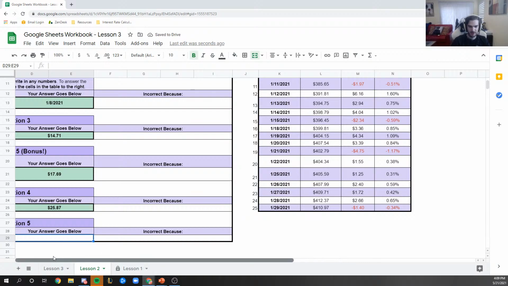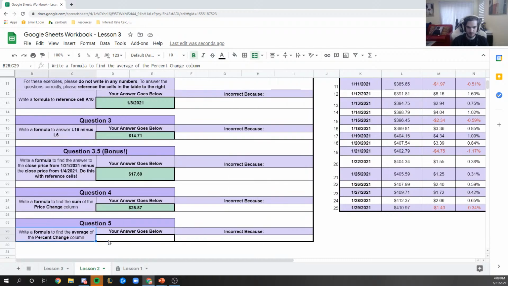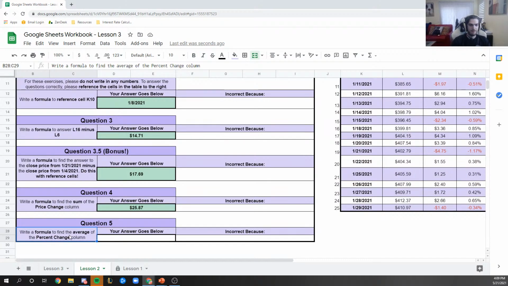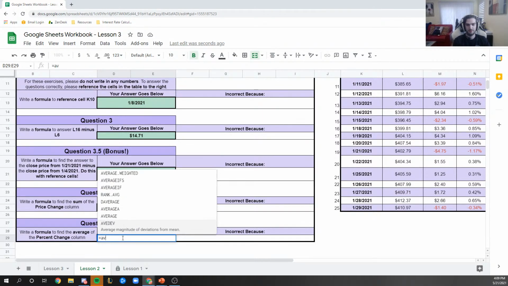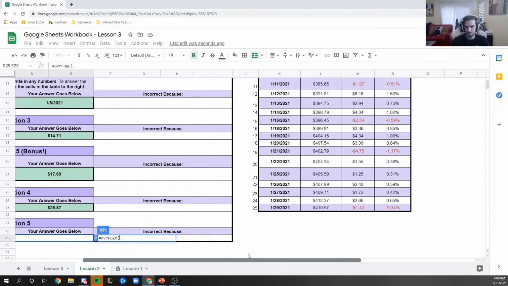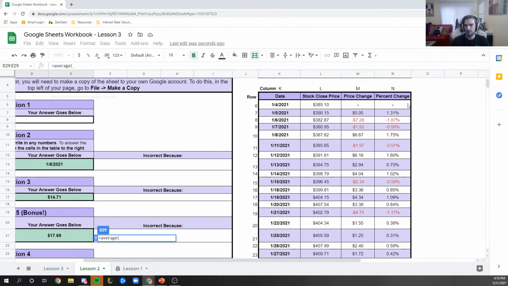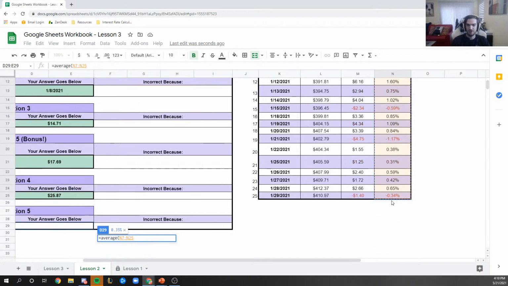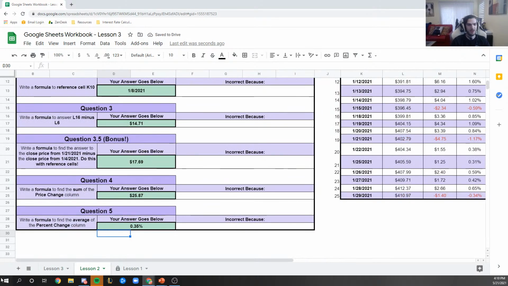Same thing for question 5. That is asking us, hello? There we go. Write a formula to find the average of the percent change column. So same thing, equals AVERAGE. We go over on the right, and it's asking us to do the percent change column. So we click and hold, and we drag down to the last, put our close parenthesis, and hit enter. And that is how we get the answer for that.